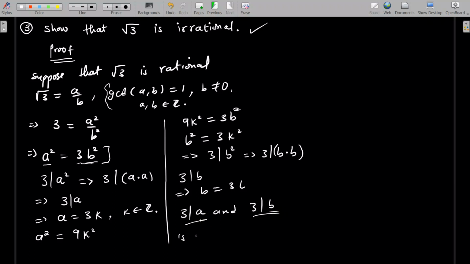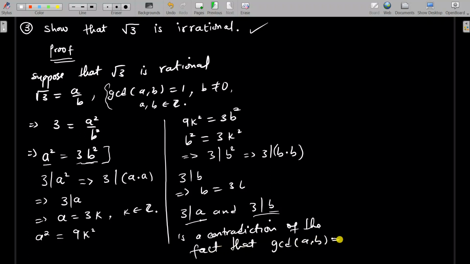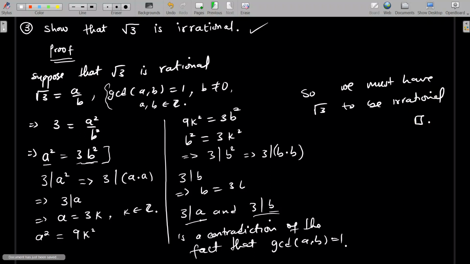So this is a contradiction of the fact that the GCD of a and b is equal to 1, right? So we must have square root of 3 to be irrational, right? And that ends the proof. So that's how you use contradiction to prove a statement.